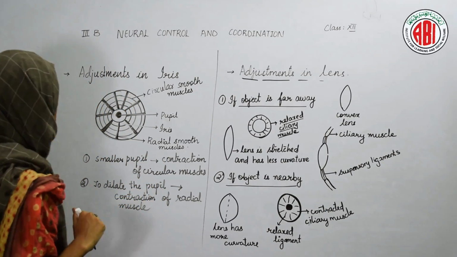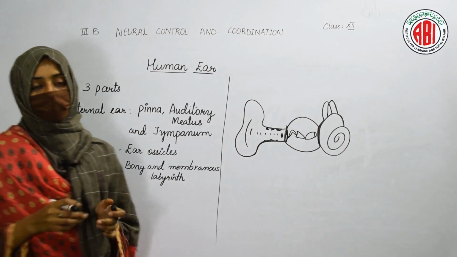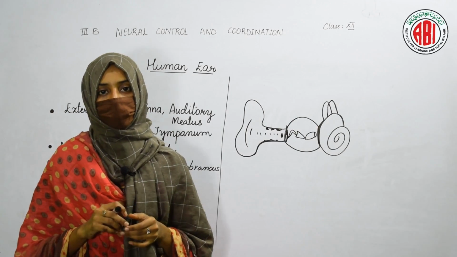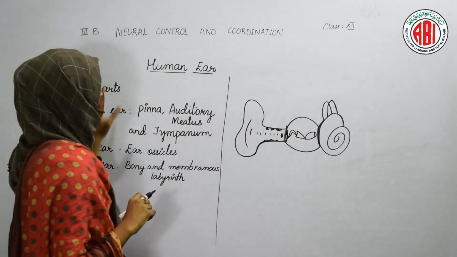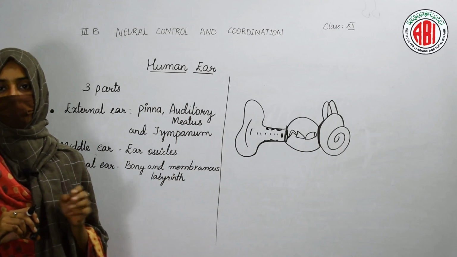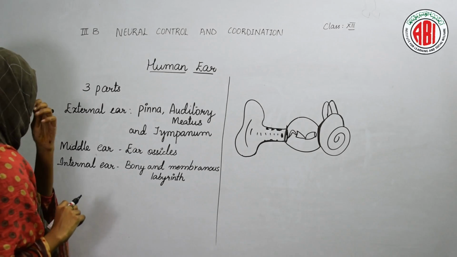So this is about the adjustment in iris and also about the adjustment in lens. Up till now we were discussing the human eye and the mechanism of vision. Now let us move to the other sense organ of a human body, that is the human ear. The human ear is divided into 3 main parts: external ear, middle ear and internal ear.